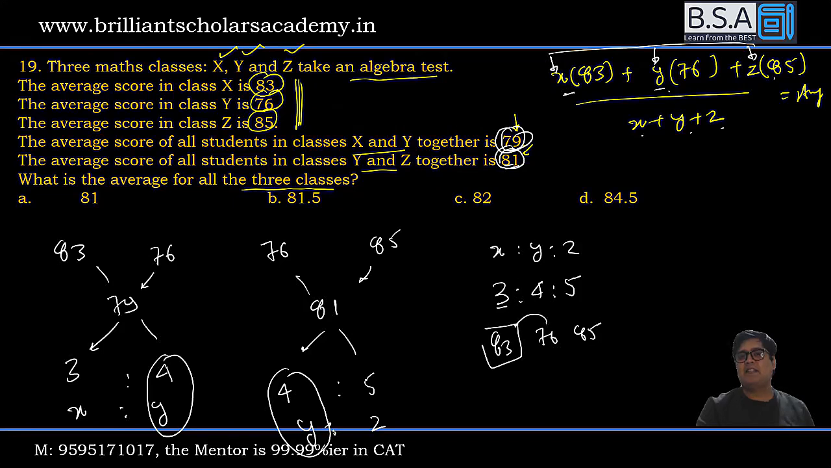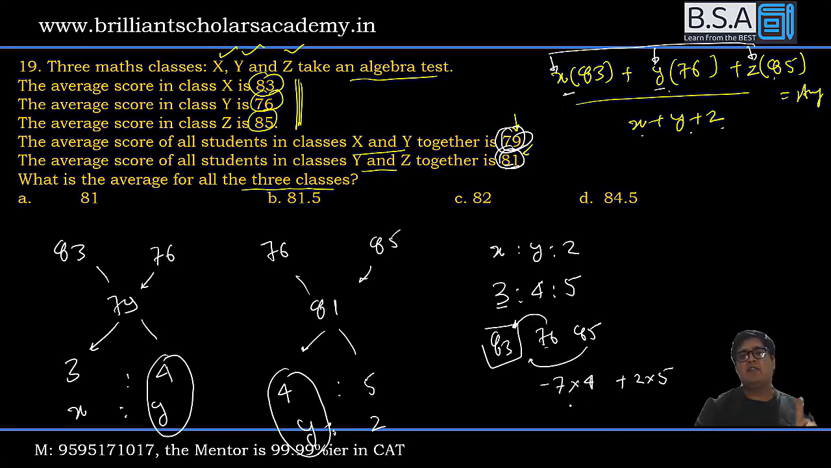When 76 joins, it brings a loss of 7. 76 brings a loss of 7. There are 4 students joining. 85 comes with a gain of 2. There are 5 students joining.